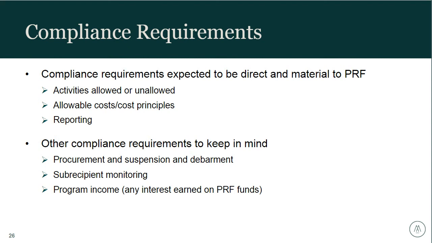These other ones in the bottom half of the slide, while we don't expect them to be direct and material, could come into play as we're auditing the direct and material requirements. In terms of allowable costs, does an organization have policies and procedures in place to check that the vendors you're using are not on the suspended and debarred list? There's a list, and we can get you the link to it after the webcast, but it's about checking that the vendor is not barred from receiving federal dollars.